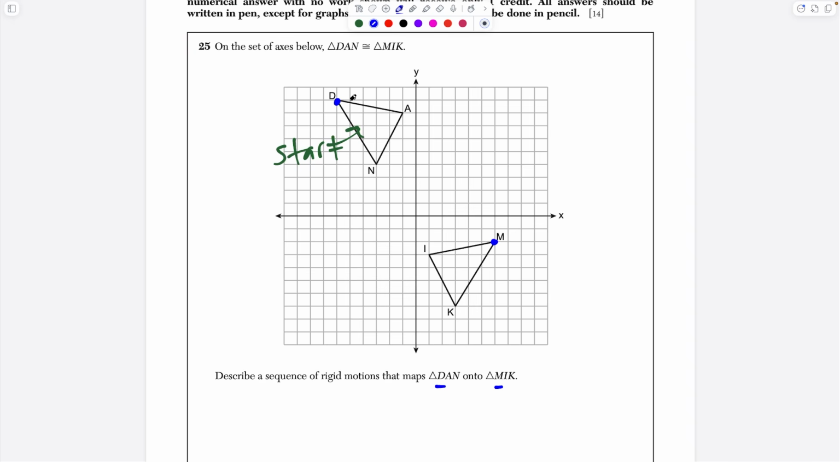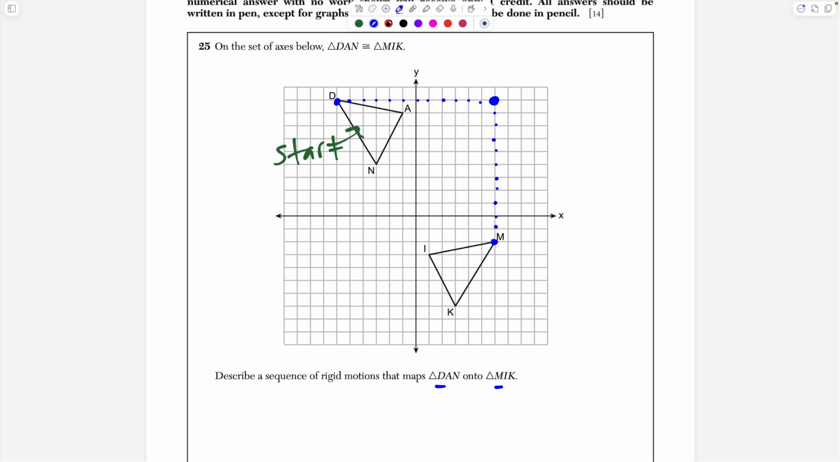So to reflect over the y-axis, we're going to count over to the y-axis. We're going 1, 2, 3, 4, 5, 6. So now I'm going to go 1, 2, 3, 4, 5, 6. So that puts us over here. And notice that we're exactly in line with point M. So now we'd have to see, okay, we're going to reflect over the y-axis, and then we're going to go down 1, 2, 3, 4, 5, 6, 7, 8, 9, 10, 11. So I suspect that our sequence of rigid motions is reflect over the y-axis and translate down 11 units.